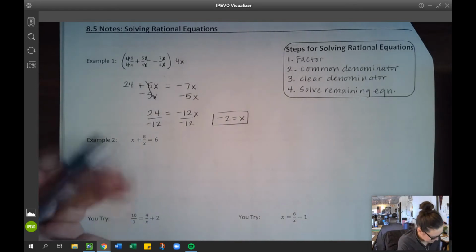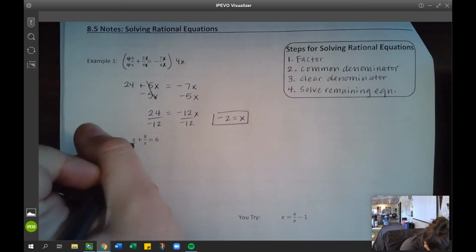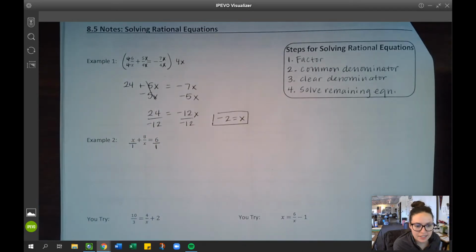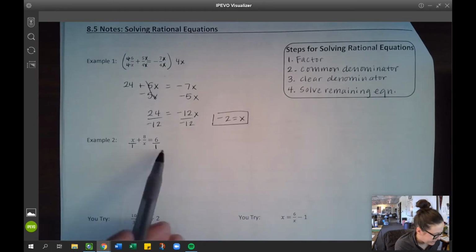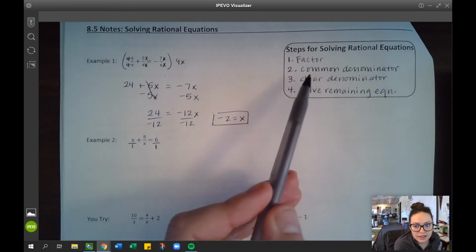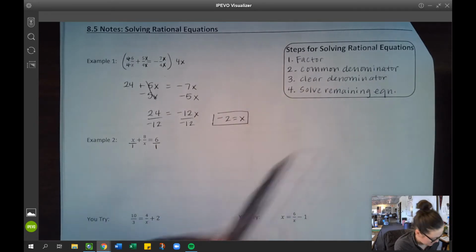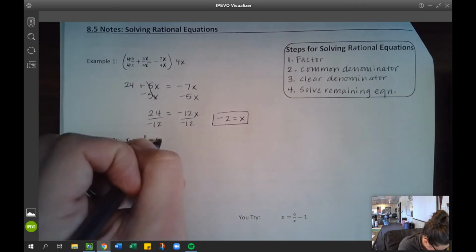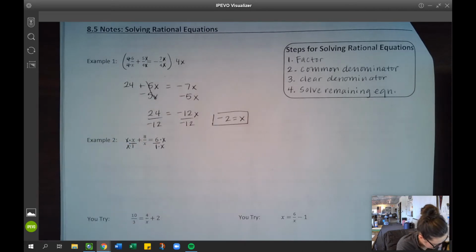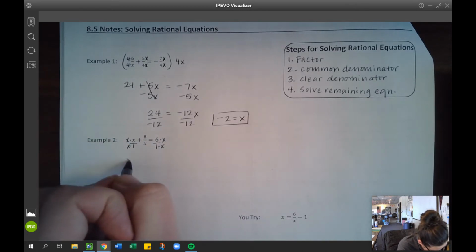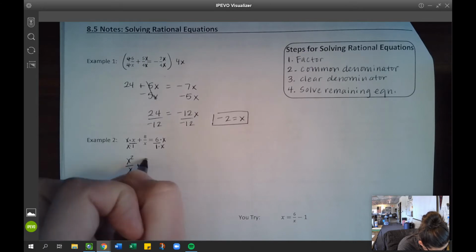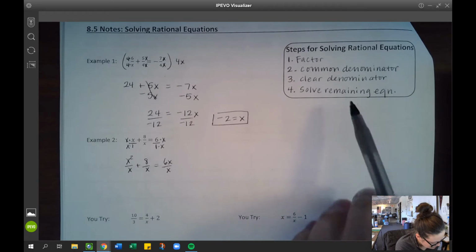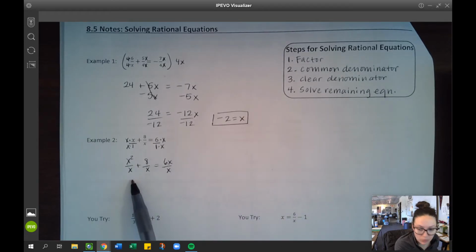Here, think of this as x over 1, since it's not a fraction. And same thing with 6 over 1. So again, nothing to factor here. Now I need to get a common denominator. So I'm just going to multiply these other fractions by x over x, which leaves me with x squared over x plus 8 over x equals 6x over x. I have a common denominator all the way across.